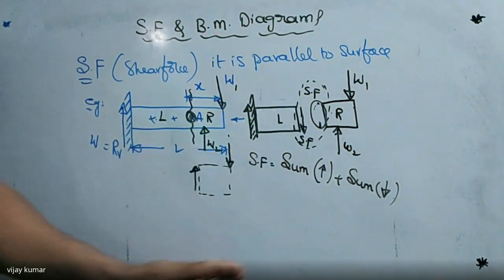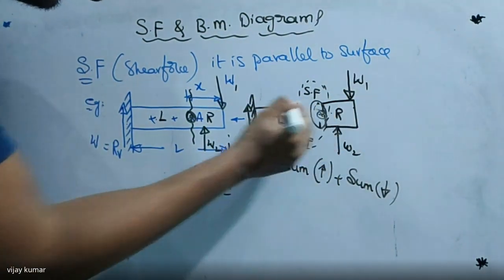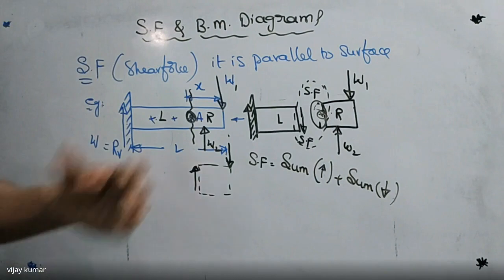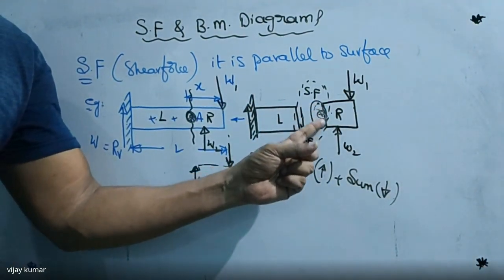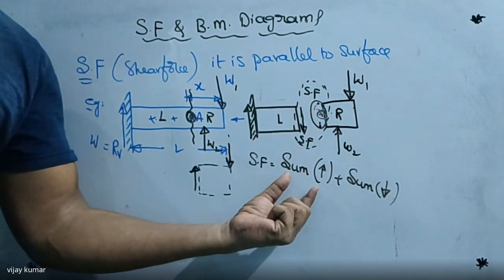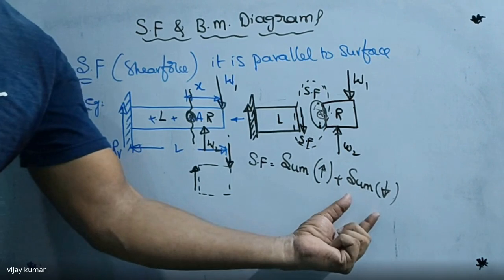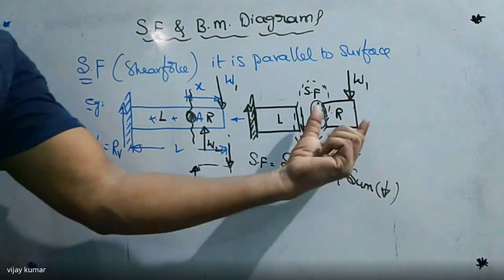For example, if you take the right portion, I want to find the shear force here. But what is the definition of shear force? If you want to find the shear force at this section, it must be equal to the sum of upward forces and downward forces on this portion.